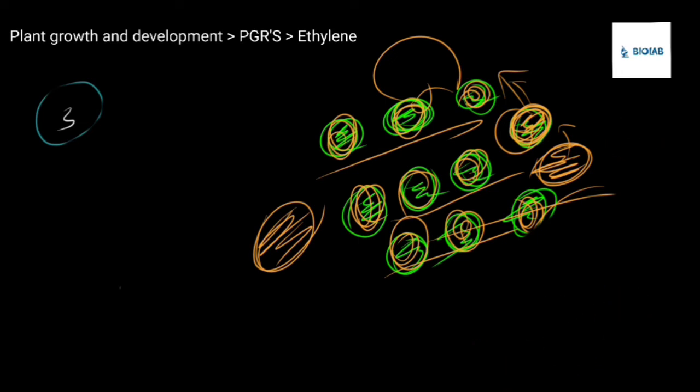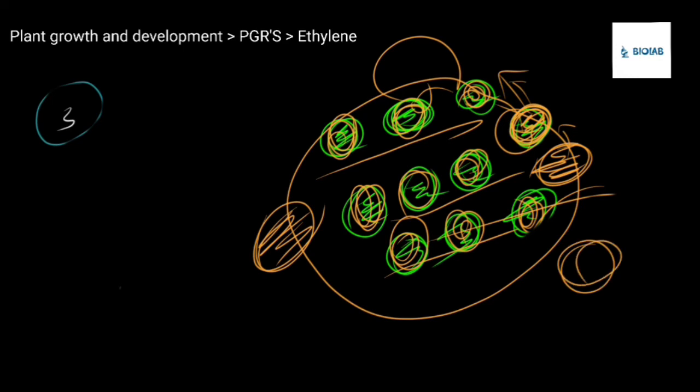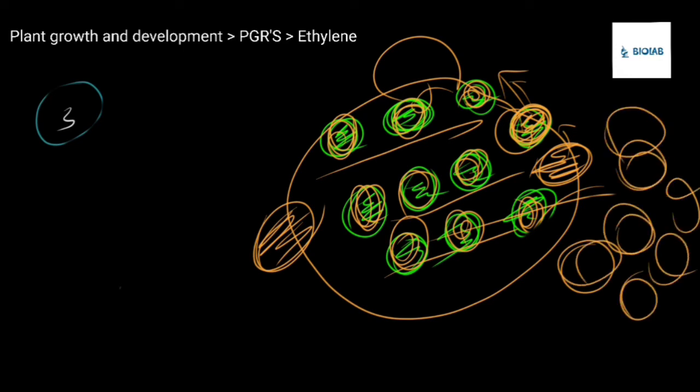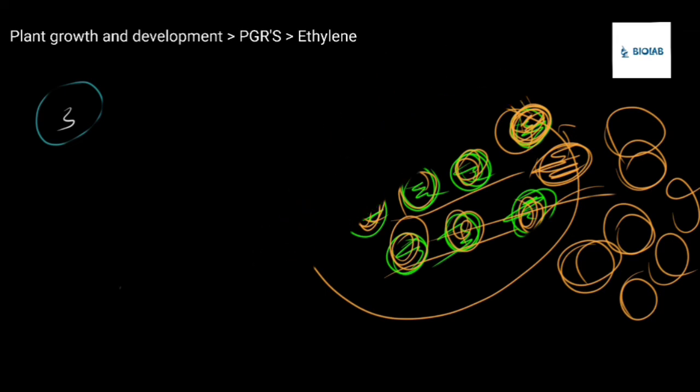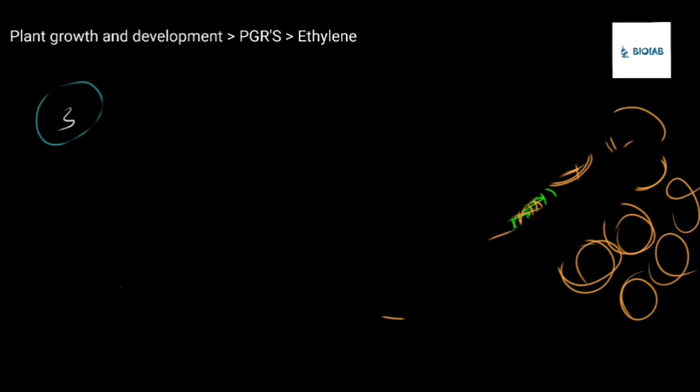So that's what. Here you can see, as I said, all the fruits are going to ripen and form ripened fruits, and happily you can eat it. So that is the third physiological effect of this ethylene.